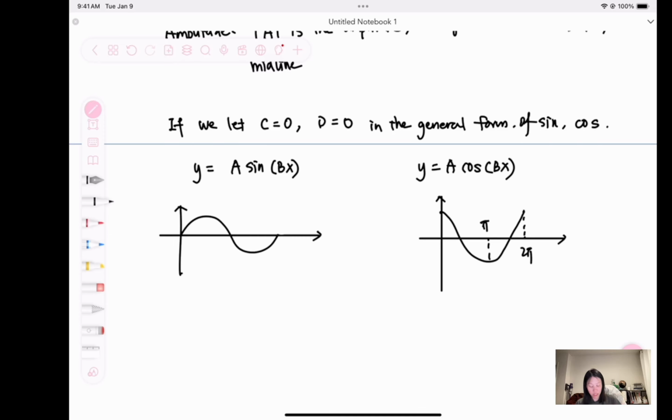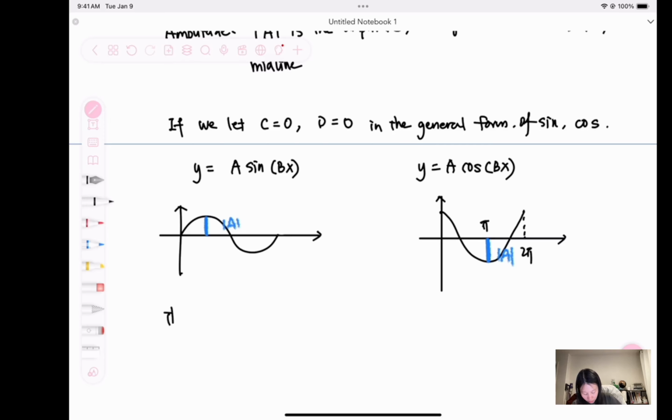So the amplitude is the absolute value of A, which gives you the distance from this part. This is the amplitude A, or also the lowest point to the midline, since for both the sine function and the cosine function, if c and d equal 0, they are reflected evenly, half and half, from the midline. So here also this distance, the lowest point to the midline, equals the amplitude A.